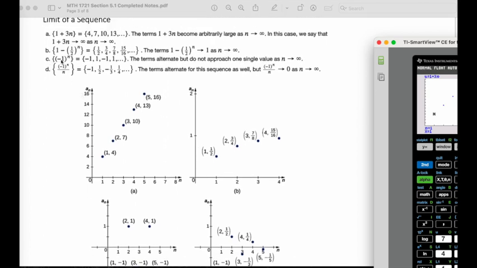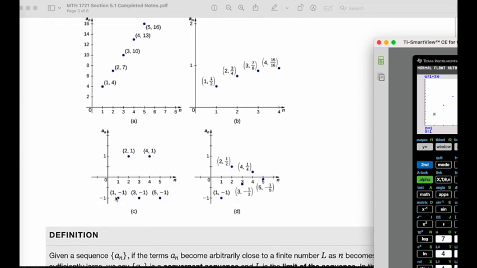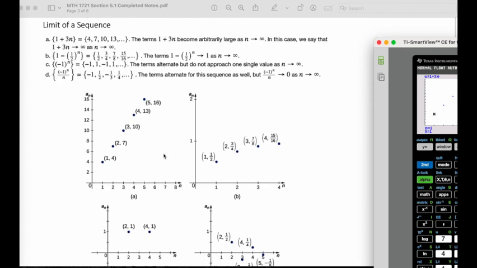Now for part C, we have an alternating series. It keeps bouncing between -1 and 1. So it keeps bouncing back and forth like this. So as n approaches infinity, these values of the term are not approaching any specific value. So we would say that it approaches infinity.